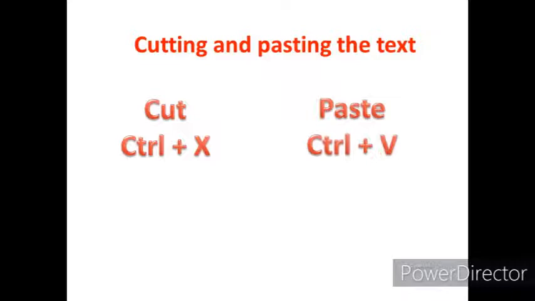Now next is cutting and pasting the text. In MS Word you can cut the text from one location and paste it into another location. In simple words, if you want to move a piece of text from one place to another, then you apply cut and paste. For cutting, the shortcut key is Ctrl plus X, and for paste the shortcut key is Ctrl plus V. Let us move to the laptop screen.